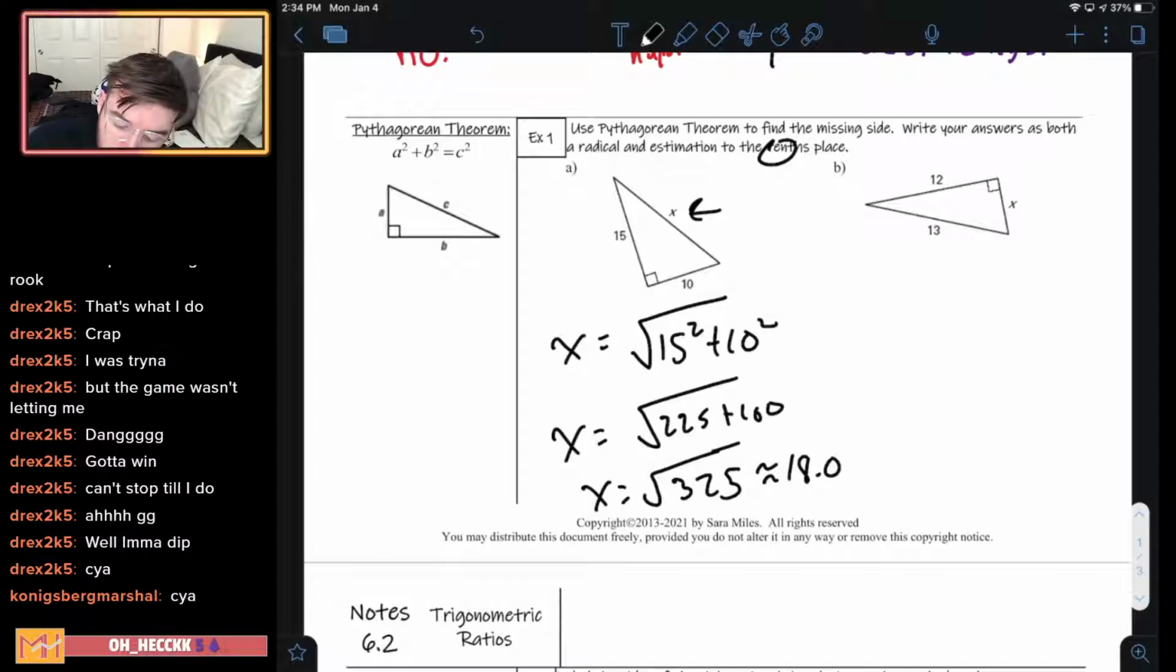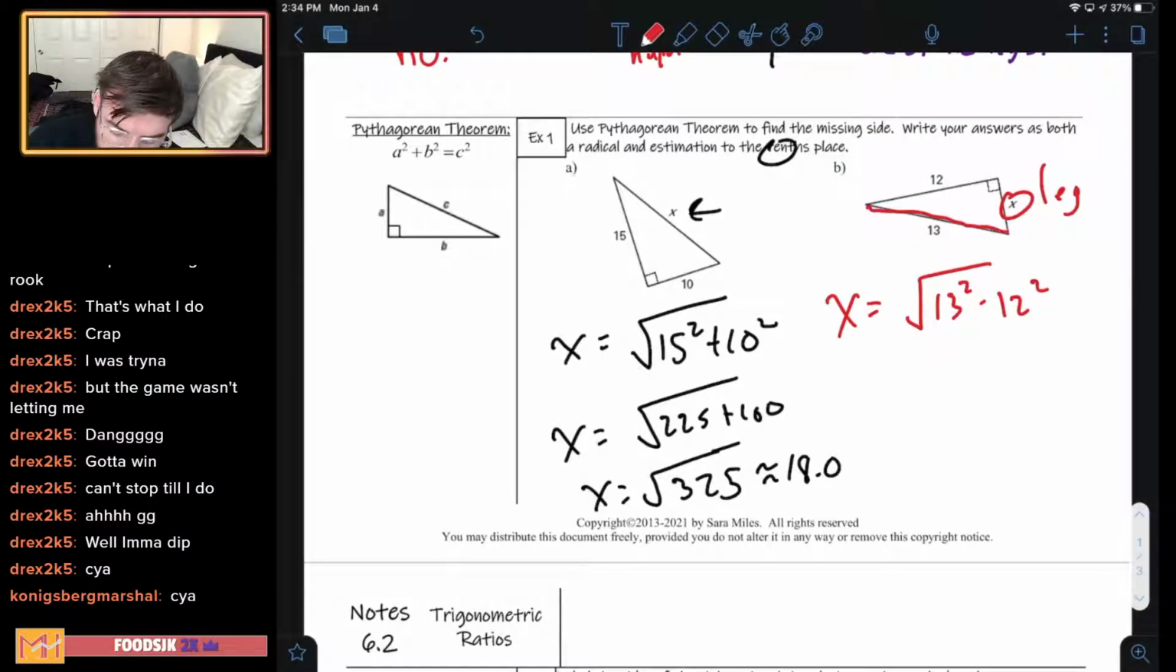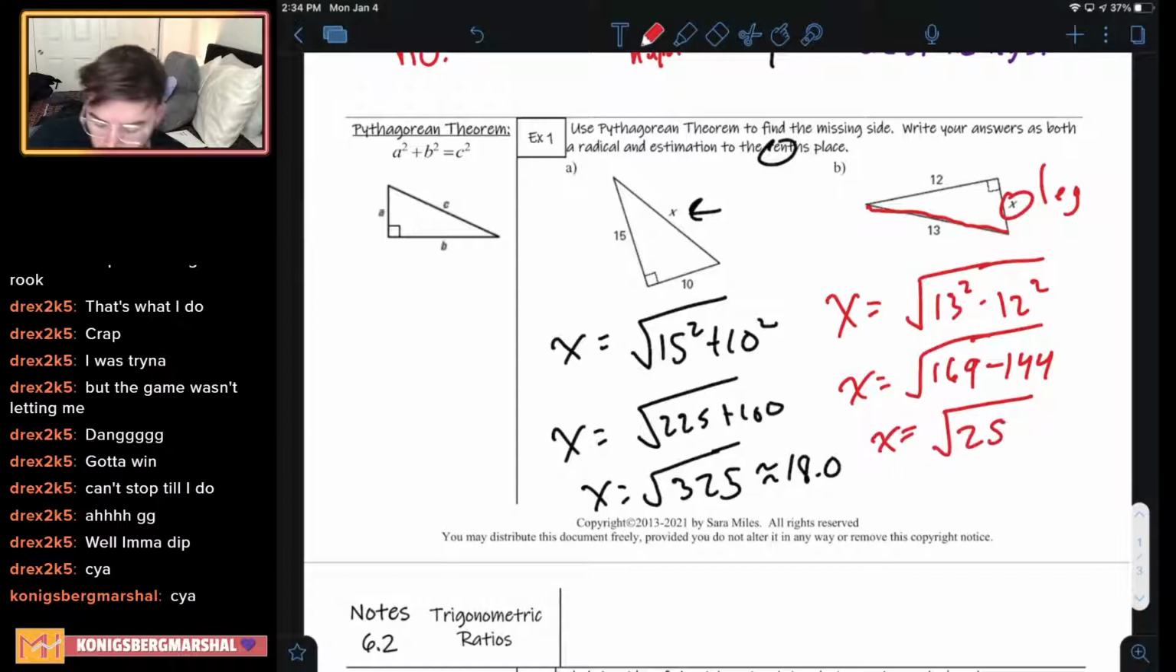Do the same thing. What are we solving for this time, though? We're solving for a leg, so we're going to subtract. It's hypotenuse squared minus other leg squared. This is the hypotenuse, that long side. So we end up with 13 squared is 169, 12 squared is 144, 169 minus 144 is 25, and the square root of 25 is 5.